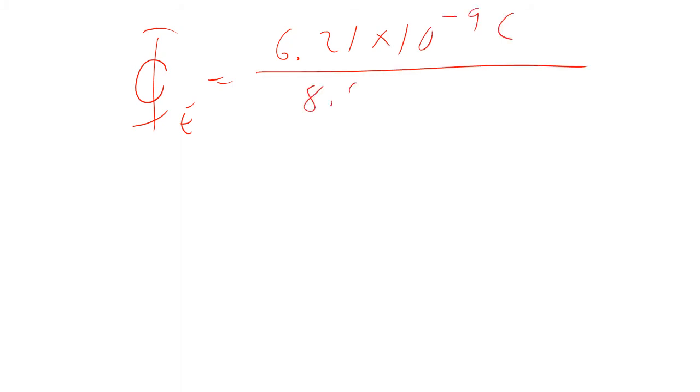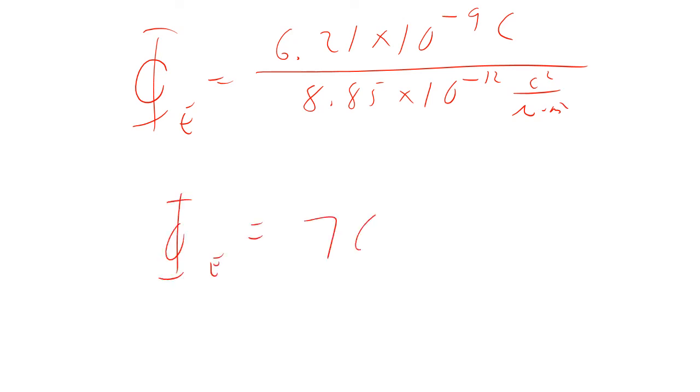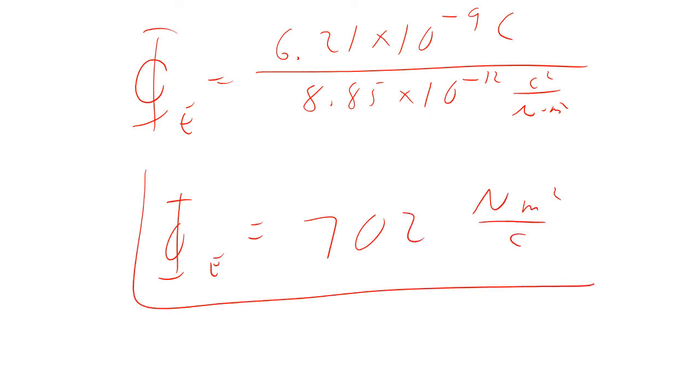So the flux is going to be 6.21 times 10 to the minus 9 coulombs divided by 8.85 times 10 to the minus 12 coulomb squared per Newton meter squared. And so the flux comes out to be 702 Newton meter squared per coulomb.